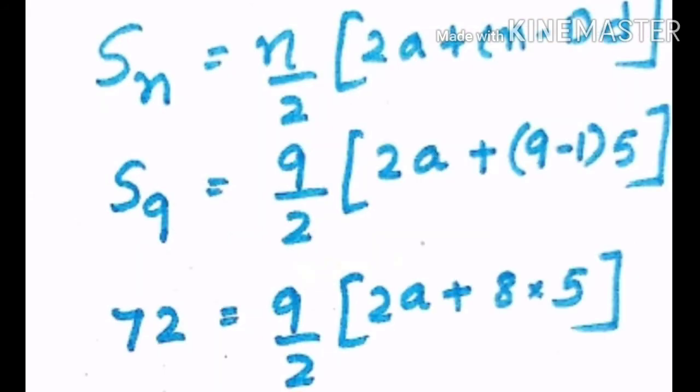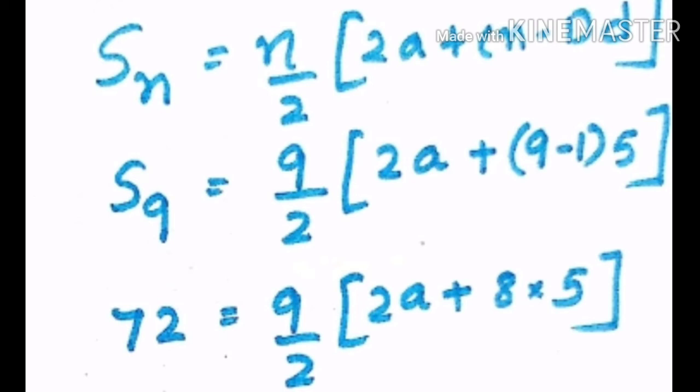So Sn is equal to n by 2, into 2a plus (n minus 1) into d. Now S9, that is, n value is 9, is equal to 9 by 2, 2a plus (n is 9, minus 1) and d is 5. Now the S9 value is also given in the question as 72, so 72 is equal to 9 by 2, 2a plus (9 minus 1), 8, multiplying 5. So up to here we have solved.